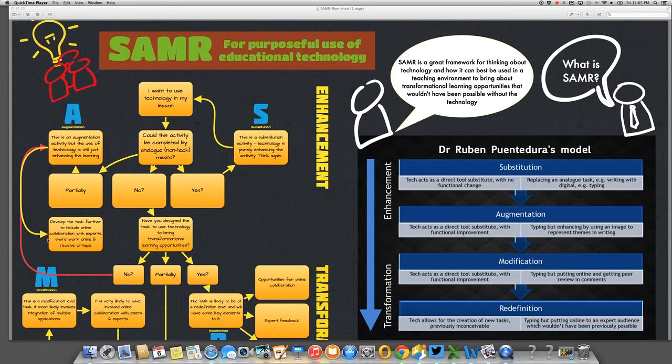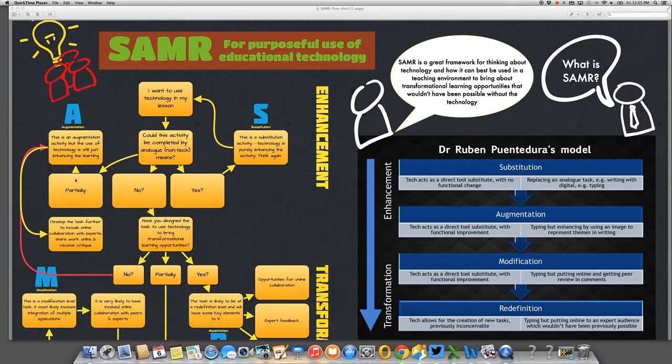If that's the case, you're going to move down and try to develop the task further to include online collaboration with experts or a way for students to share their work online to receive a critique or some kind of feedback. Sometimes it ends there, and that's okay. You're moving it to a bigger audience. You're adding that collaborative piece, which is one of the 4 C's, very important.